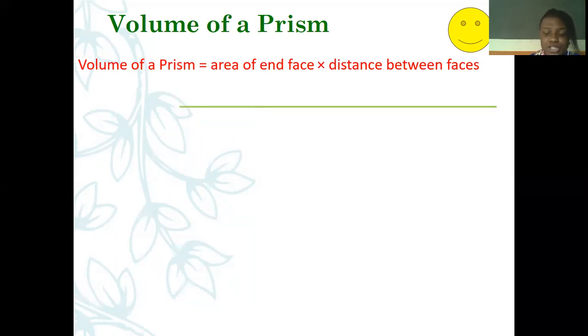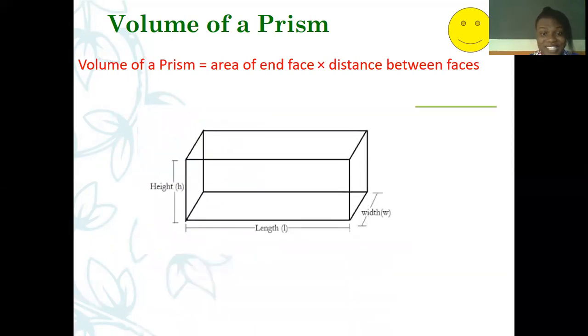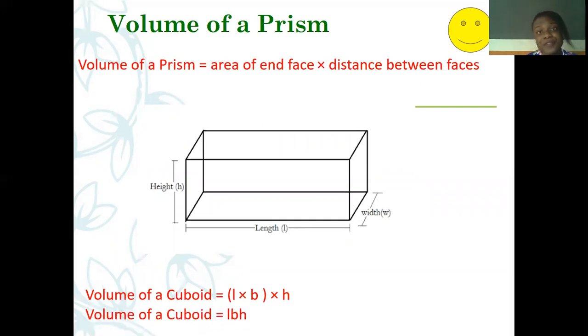So let's look at a type of prism. This is a special type of prism also called a cuboid. If you want to find the volume of this cuboid, we look at the end face, which is a rectangle. You can see we have the length and the width, which is also called the breadth. So the end face is length times breadth, and then we have the distance between the faces as the height. So if you've seen this before, you know that the volume of a cuboid is length times breadth times height.